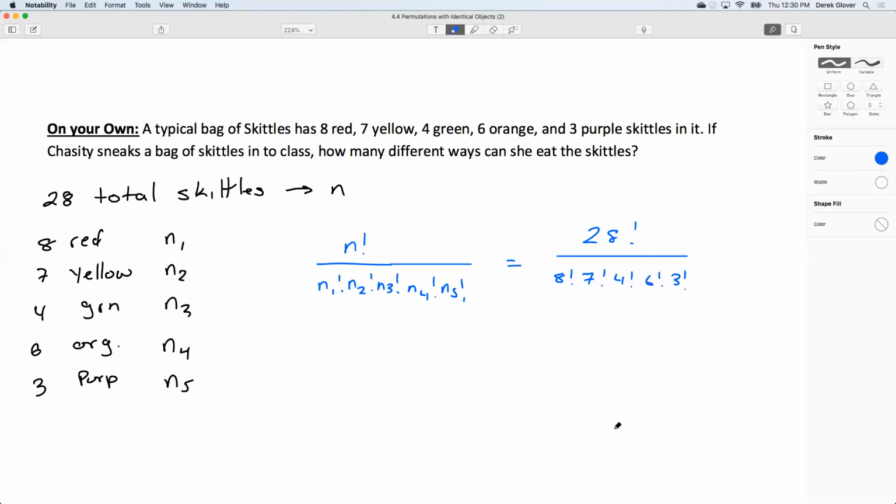This is going to be one that you probably want to do on a calculator, because otherwise you will have a lot of things being multiplied together. This works out to 1.45 times 10 to the 16 permutations. So you could eat that bag of Skittles a different way every day for the rest of your life, and you will still never reach the total number of permutations. You could probably eat a different bag of Skittles every minute for the rest of your life, and you still won't manage to have the exact same combination or the same order.